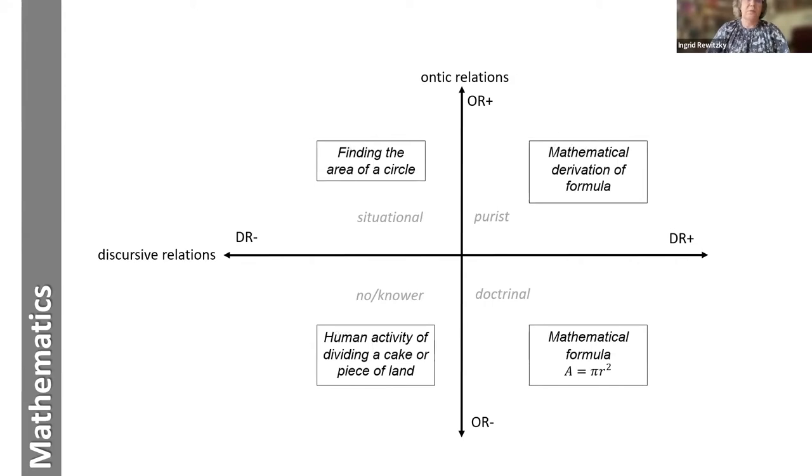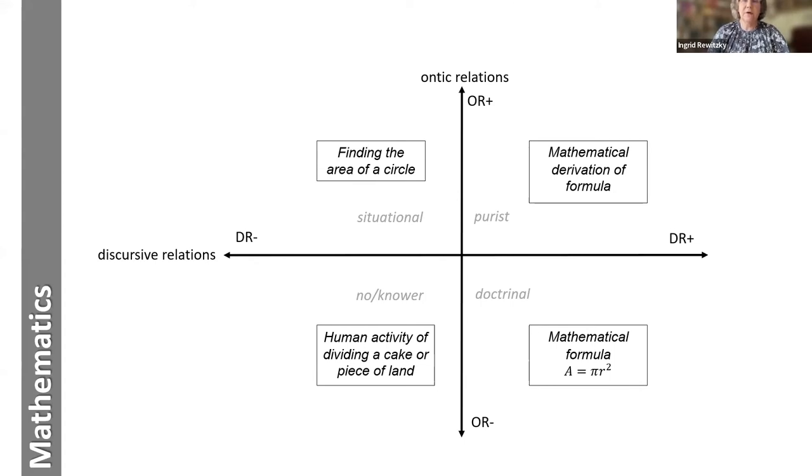The example would be to think about the mathematical activity of finding areas. So all first-year students will know that the area of a circle may be found using the formula pi r squared. And they'll also know how to use that formula mathematically, for example, to find the area of a circle given its radius or its diameter. So that's the doctrinal insight. Unfortunately, few students will know why this is the case.